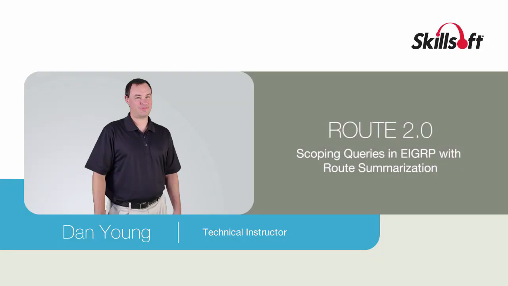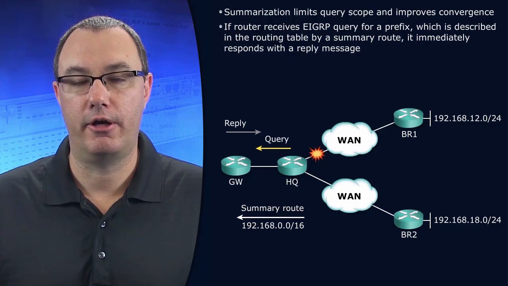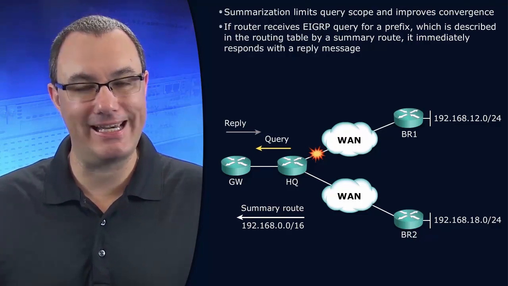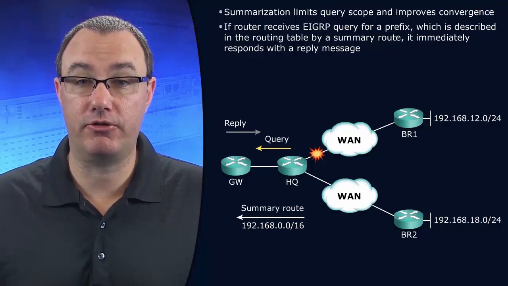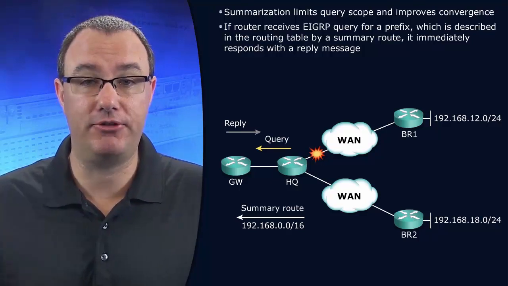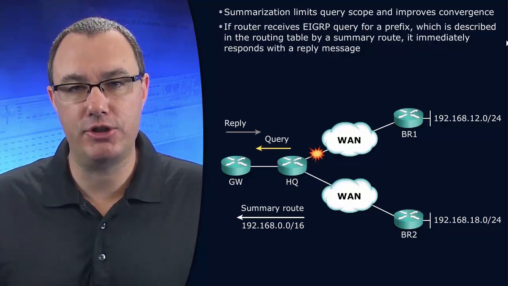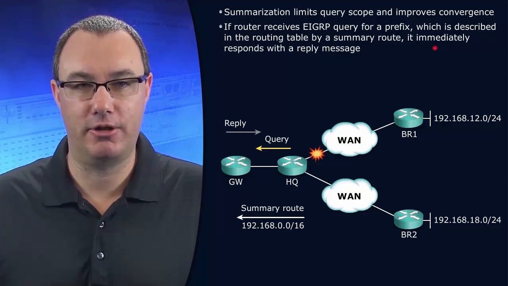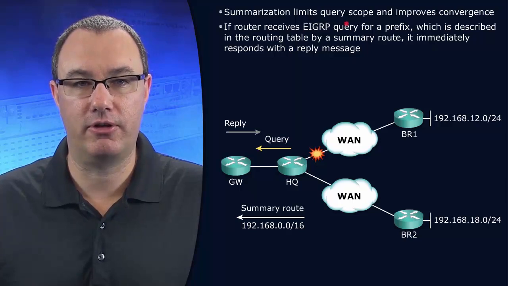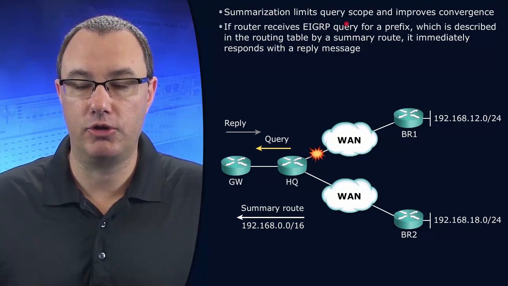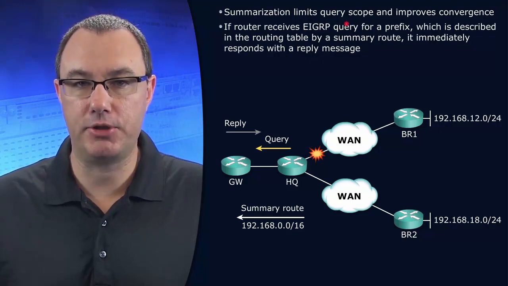If I were to ask you what are two ways of performing query scoping on a Cisco router with EIGRP, I would want you to say, well, I could use the EIGRP stub feature, but there's another feature, EIGRP route summarization. We can craft summary routes, and if I build a summary route, that is also going to perform query scoping, constraining where queries go. And let me show you how this works.